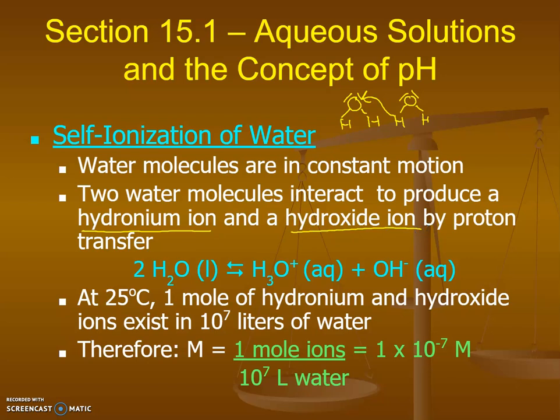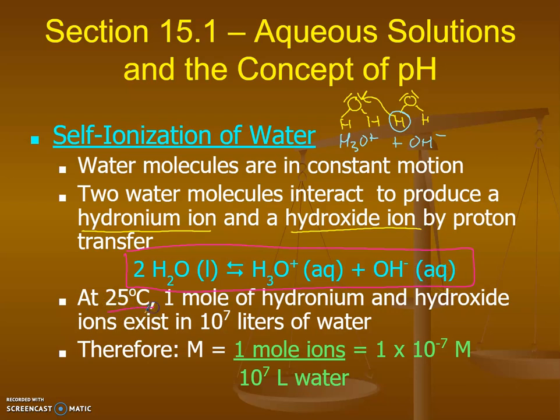So they are going to transfer that one proton from one to the other and make an H3O plus and an OH minus. And then they bump into another water molecule and then it goes back and forth and back and forth and back and forth. So this right here is the self-ionization equation for water. Two water molecules come in contact with one another in the liquid phase, and this is in a state of equilibrium to create the hydronium ion and the hydroxide ion, both of which are aqueous, obviously.